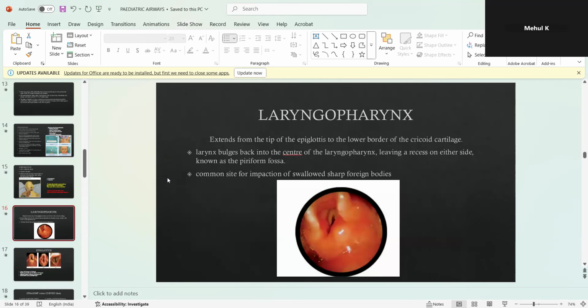Next comes the laryngopharynx. It extends from the tip of the epiglottis to the lower border of the cricoid cartilage. The larynx bulges into the center of the laryngopharynx, leaving two recesses on either side, known as the piriform fossa. This is a common site for foreign body impaction, especially the sharp ones. The most common one that presents to emergency is a fishbone.